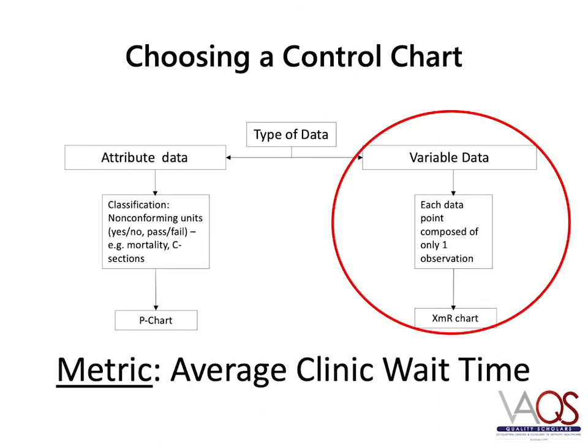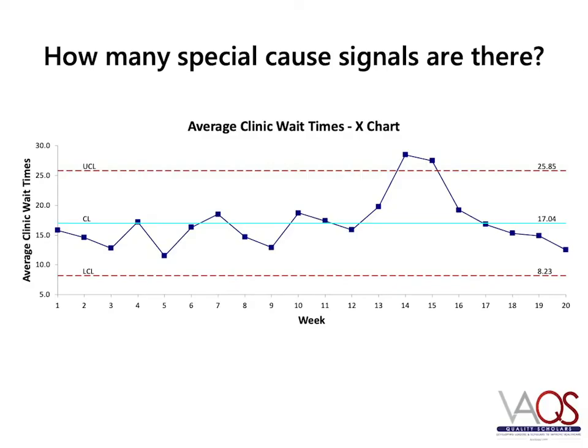The answer is the XmR chart. The average clinic wait time is continuous data, which makes a variable data chart appropriate. In this case, there is one value, the average clinic wait time, per data point, and the best chart to choose is the XmR chart.